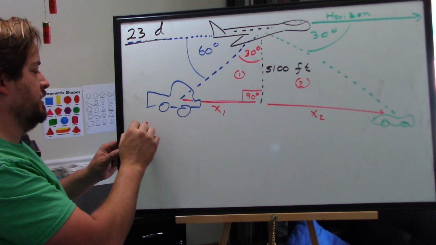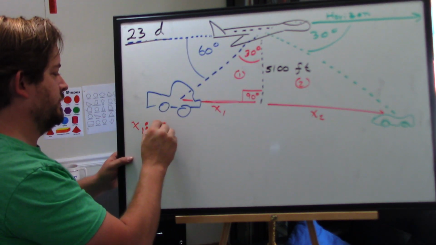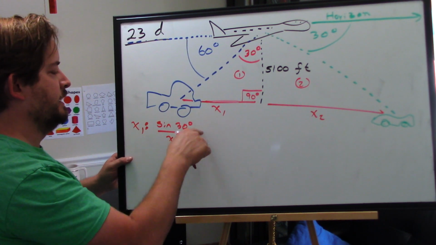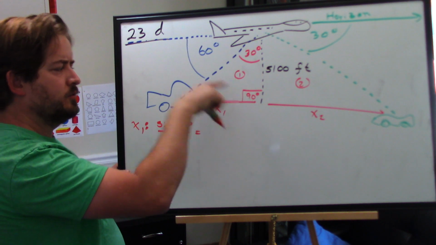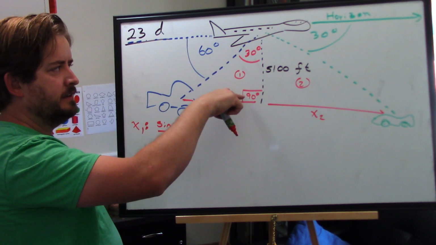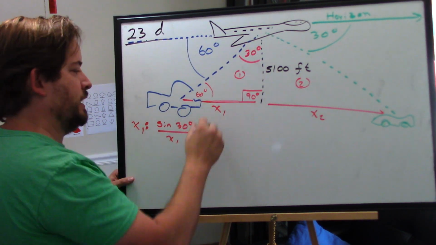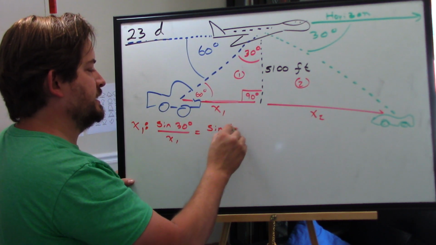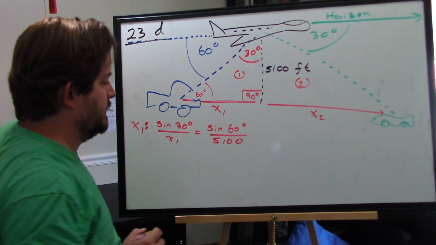So for x1, I would say that the sine of 30 degrees over x1 is equal to the sine of, I don't really want this. What I want is this other angle over here. If this is 30 and 90, that makes this guy a 60. And so I'm going to couple it up with the 5100 feet. It gives me a sine of 60 degrees over 5100. Right?